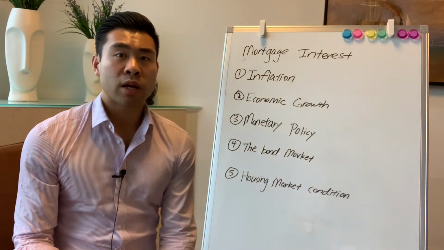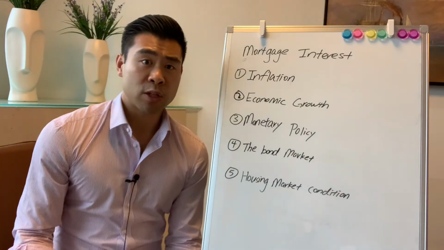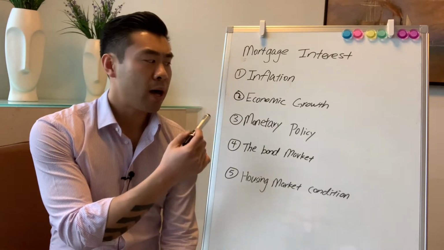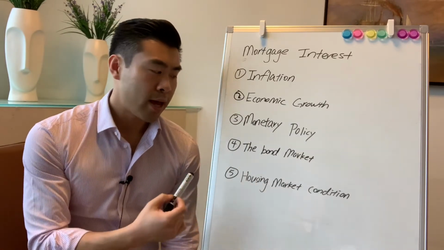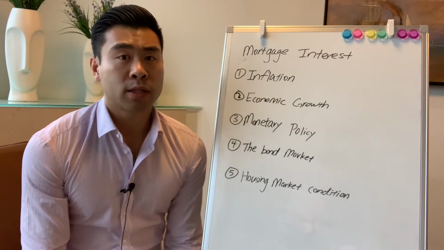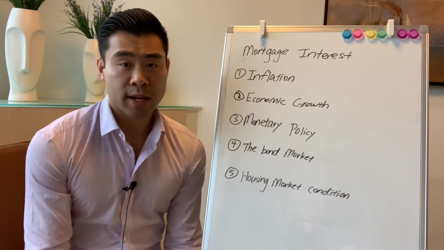So let's just quickly touch on the 5 factors that typically drive the interest rate. And that's inflation, economic growth, monetary policy, the bond market, and of course the housing market condition. Let's go through these one by one, and I'll tell you a little bit about each one of these, so you can assess for yourself.